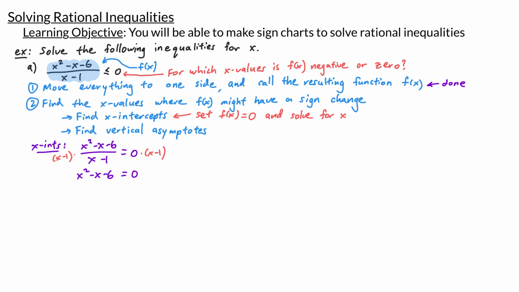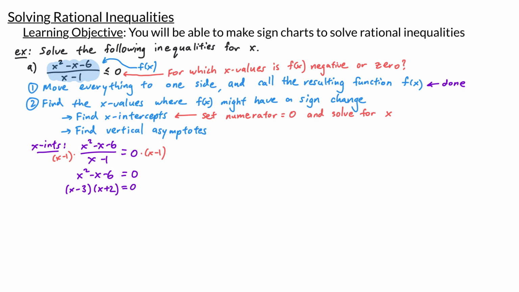And this is a shortcut we can do when we want to find x-intercepts of rational functions. Instead of setting the whole function equal to 0 and solving for x, all we have to do is set the numerator equal to 0 and solve for x. Now going back to our equation, x squared minus x minus 6 equals 0, we can solve this by factoring. We need to come up with two numbers that multiply to negative 6 and add up to negative 1. Those two numbers are negative 3 and positive 2. So the left-hand side here factors as x minus 3 times x plus 2, and this is equal to 0.